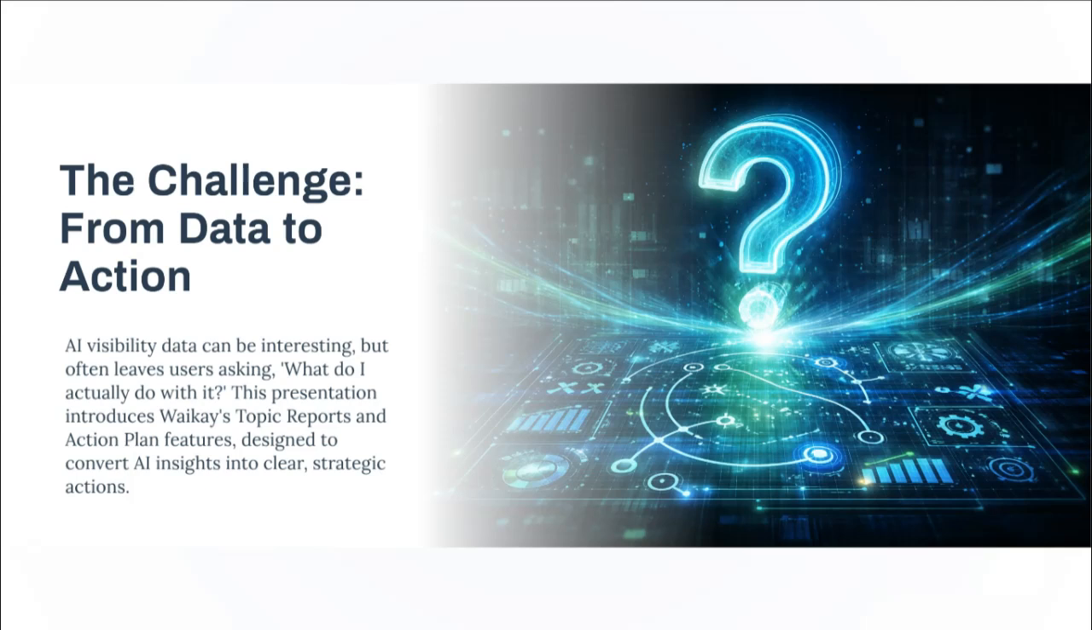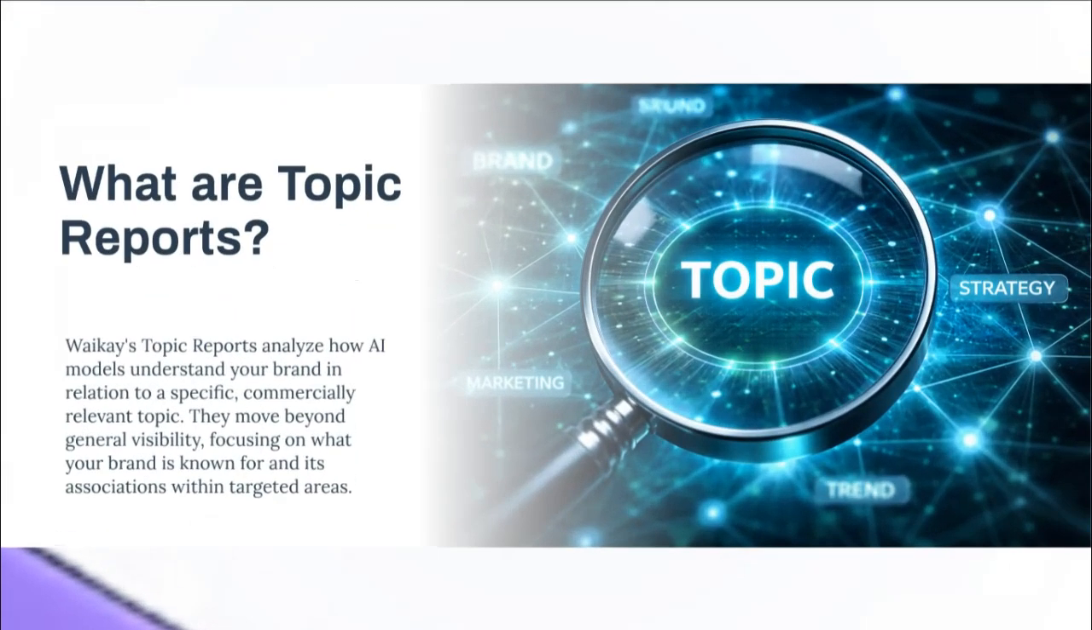Instead of just telling you whether your brand appears in AI responses or not, topic reports help you understand how your brand is associated with specific topics, where you're strong, where competitors are ahead, and what to improve next. For this tutorial, I'll use HubSpot as an example website, but the process is exactly the same for any brand. Let's get into it. Before we jump into the platform, let's quickly clarify what a topic report is.